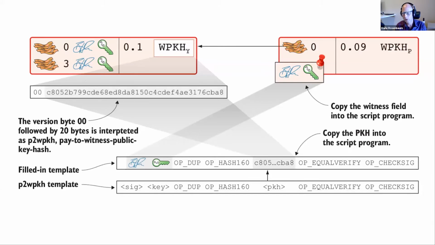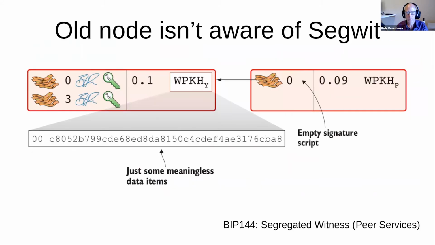So this resembles pay to public key hash very, very much. But suppose now that an old node receives this transaction. An old node doesn't see the witnesses. They just see the base transaction. And from this node's perspective, this is what we call an anyone can spend output, which means anyone can take the coins from this node's perspective.